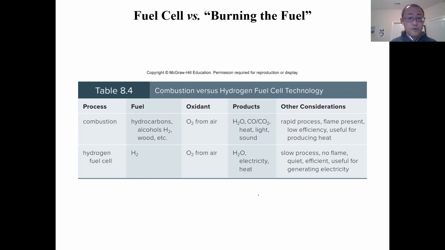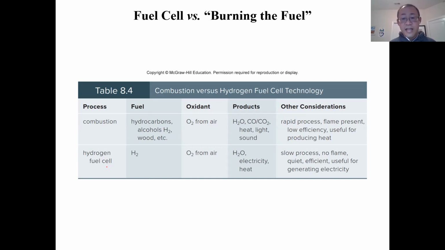And here is a comparison between a fuel cell and burning the fuel directly. We know that when burning the fuel, you have heat and you have flame. The efficiency is low because a lot of heat will be lost because you have a big flame. Sometimes you cannot confine or take full advantage of the energy released from burning. But if you burn the fuel in a cell, the reaction runs smoothly through the losing and gaining of electrons in the device. So the reaction is slow and smooth.